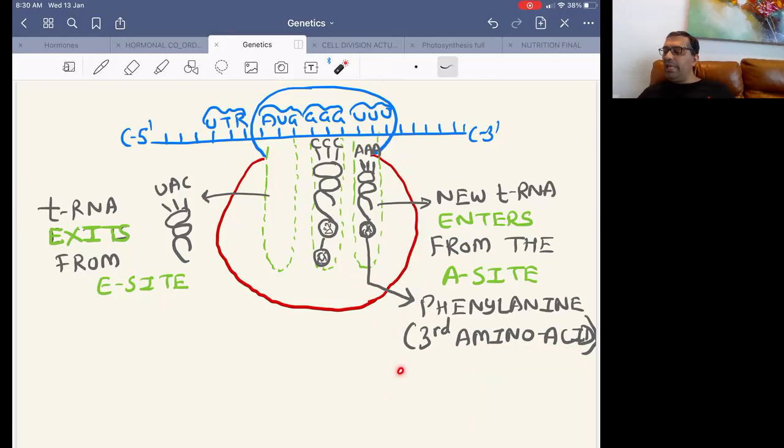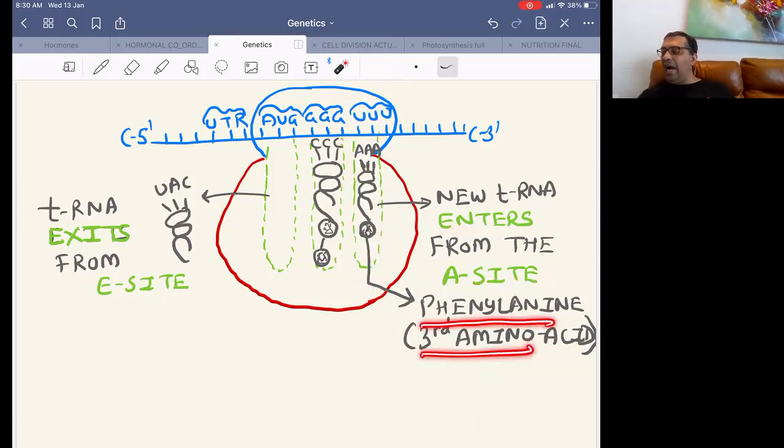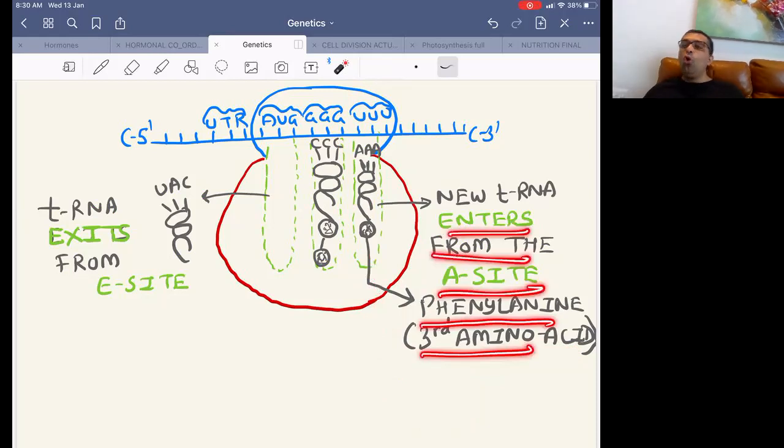The new tRNA always enters at the A site. So UUU, AAA, U-A double bond, U-A double bond, U-A double bond, the codon pairs with the anticodon, and the tRNA delivers the new amino acid, phenylalanine, at the A site.